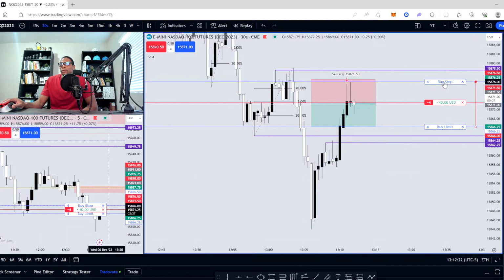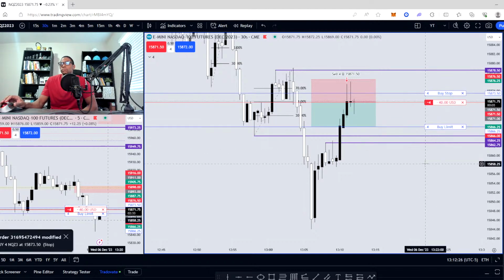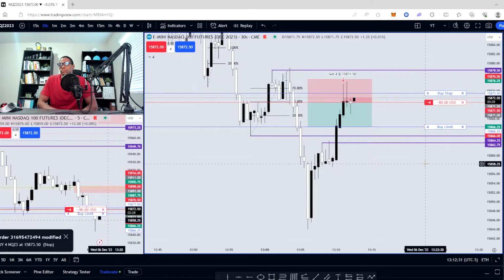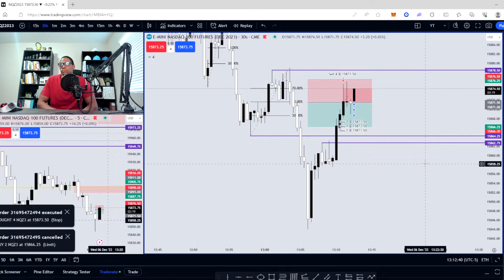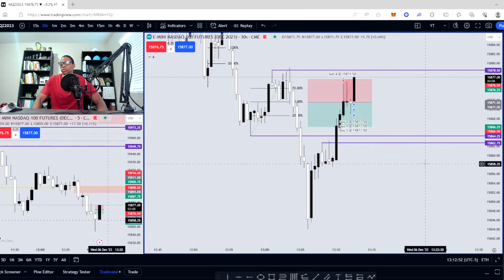Okay. Don't really like the way price action is going. I'm going to shift my stop loss down. Okay, that ends our trade. Things weren't looking good. We were able to preserve some capital. I'll be right back.